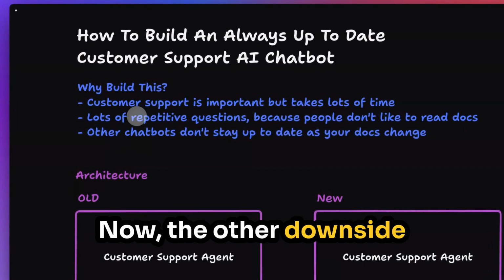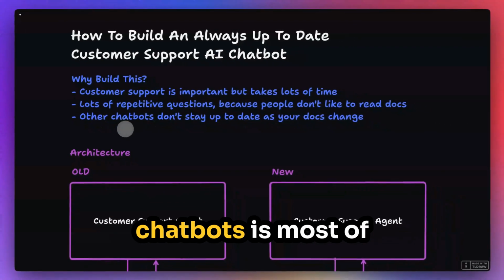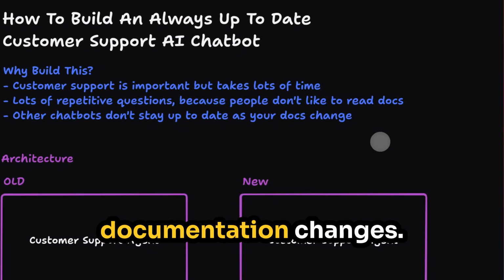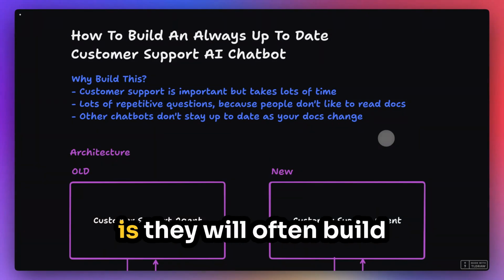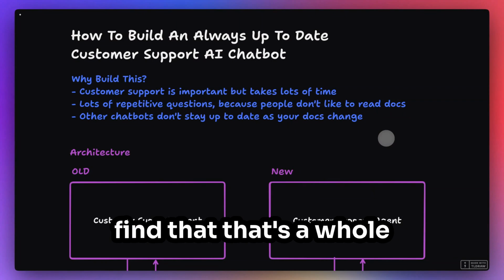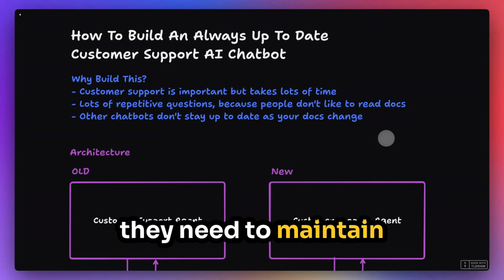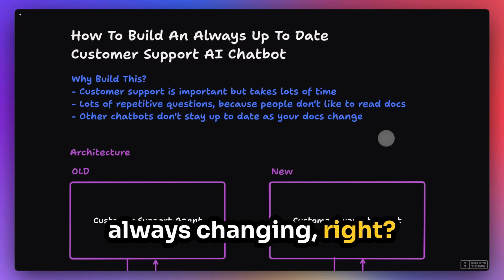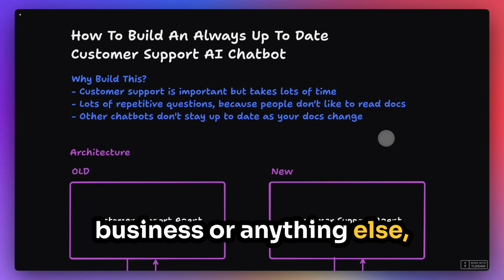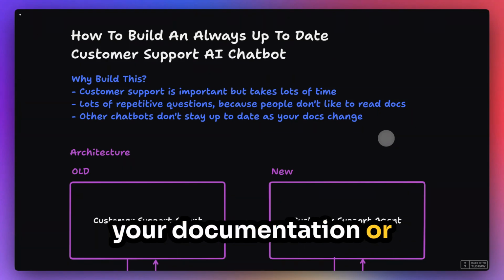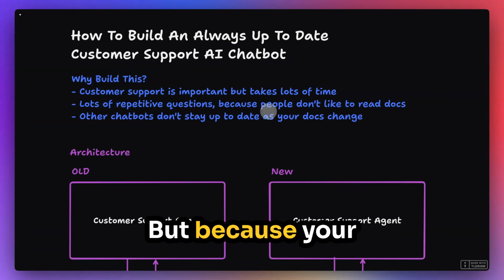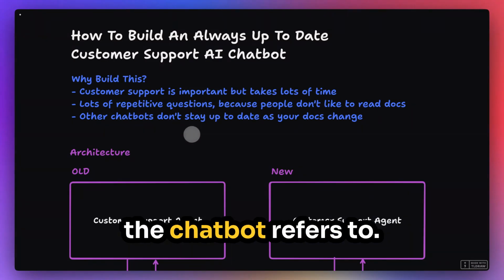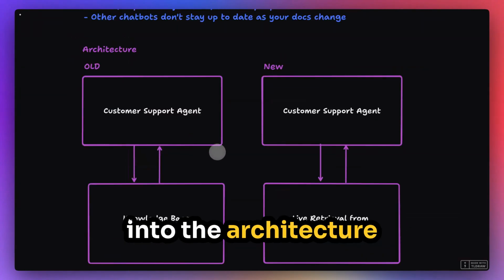Now, the other downside of other types of AI customer support chatbots is most of the time your chatbot does not automatically stay up to date as your documentation changes. What I've found from talking to a lot of people is they will often build an AI chatbot and then find that that's a whole other system that they need to maintain because they need to update the knowledge base from time to time because their docs are always changing, right? Depending on if you're running a software business or anything else, you're probably changing your documentation or your product knowledge base as you go. But because your chatbot is not directly reading that every time, you have to update the knowledge base that the chatbot refers to. So this is coming into the architecture discussion, right?